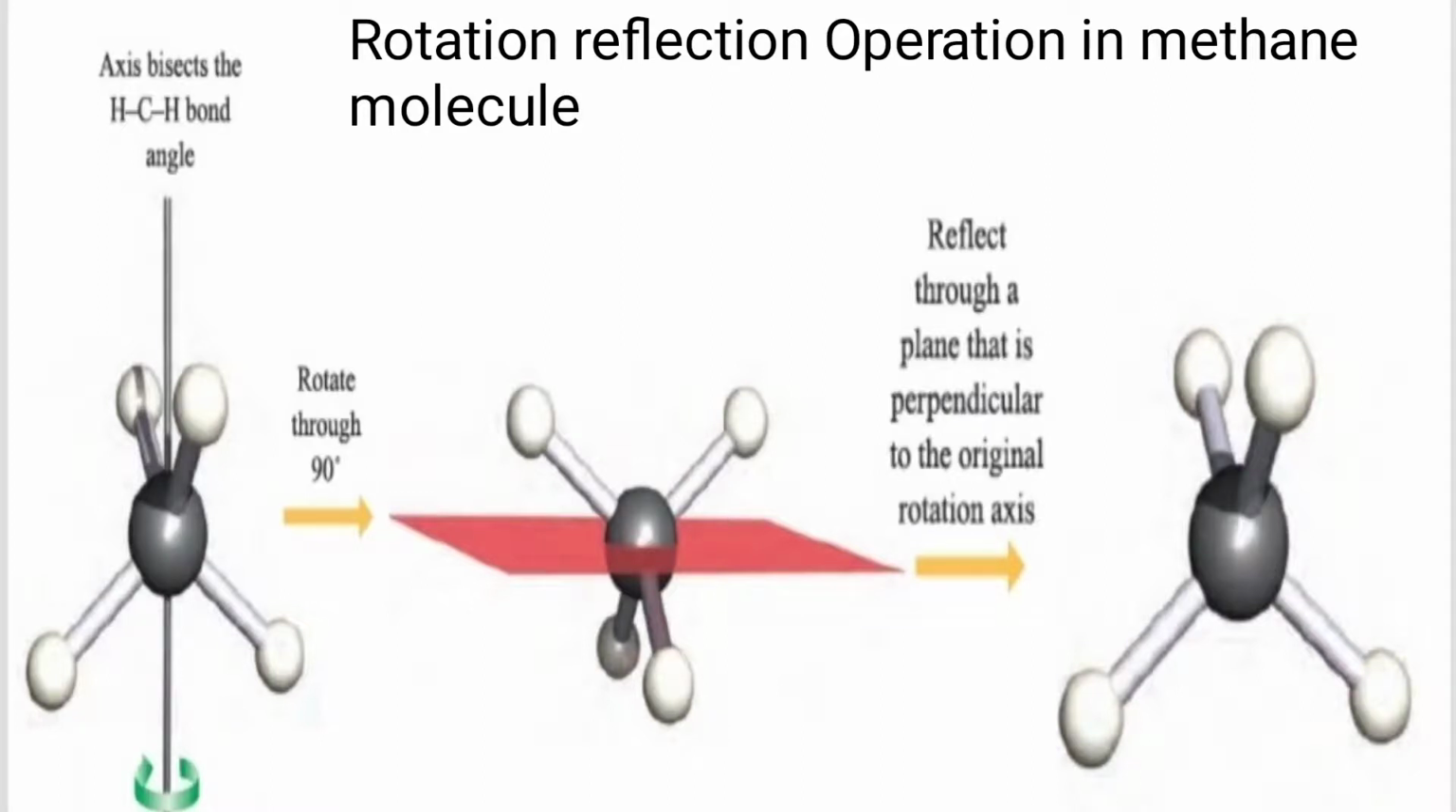Rotation-reflection operation in methane molecule. Here, firstly, rotation through 90 degrees takes place. The axis bisects the HCH bond angle. After rotation, reflection through a plane that is perpendicular to the original rotation axis is carried out.